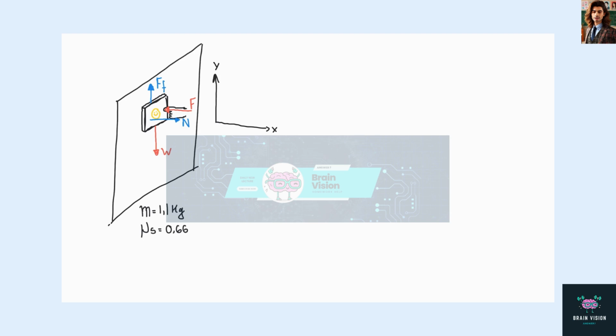Let me choose it such that everything that is pointing outside the wall is positive and everything that is pointing up is positive too. Then we apply Newton's second law on each of those axes. For the vertical axis, the net force is equal to the mass of the picture times the acceleration of the picture in the vertical axis.